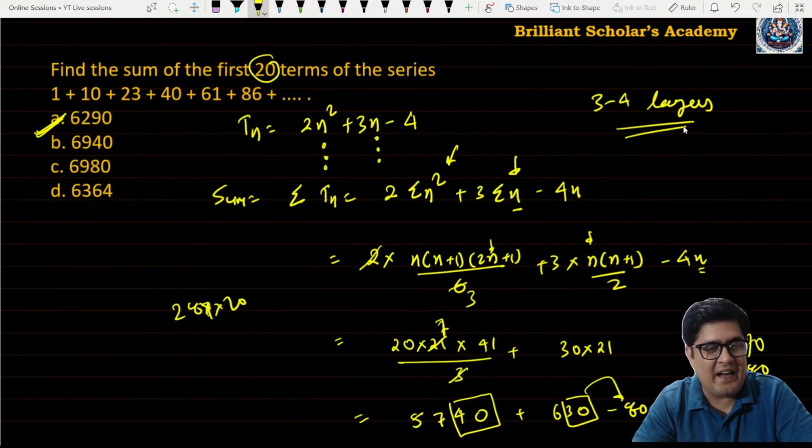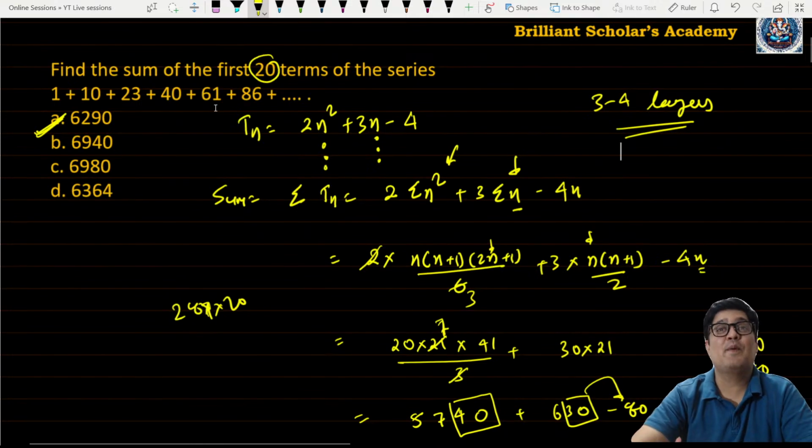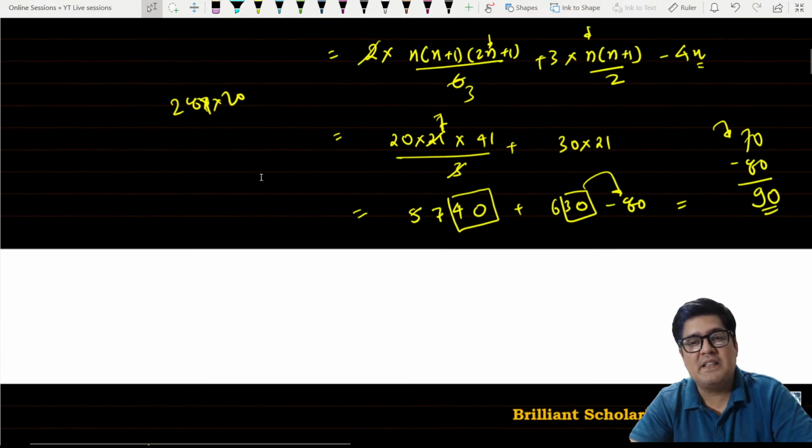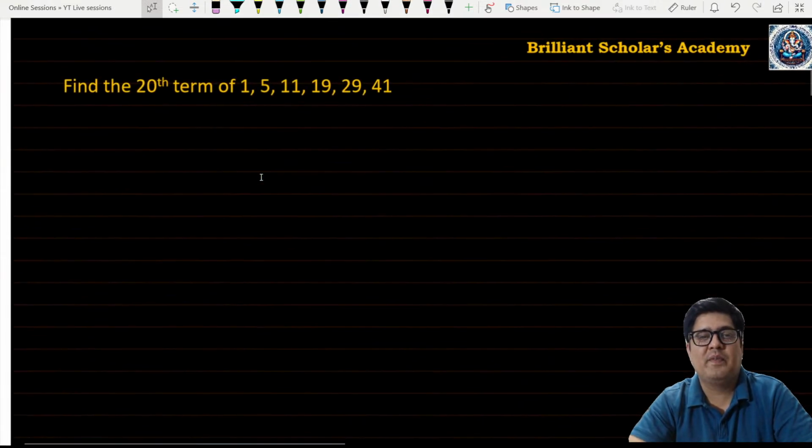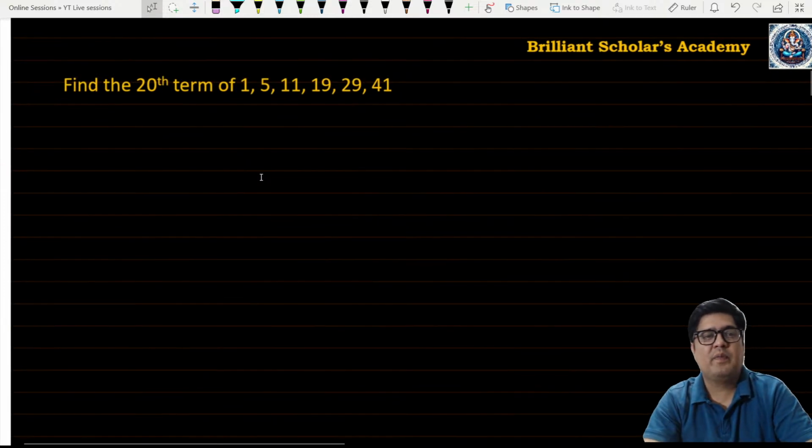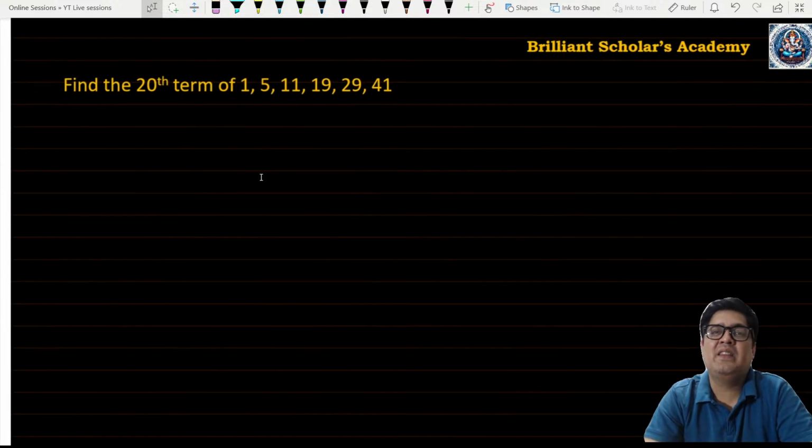And this is what CAT does. This is what CAT is testing in the exam. You will not have single formula questions now. One step questions, maybe you have practiced enough and you can solve them very fast. Give it a shot. Find the 20th term of this. Can you find the 20th term?